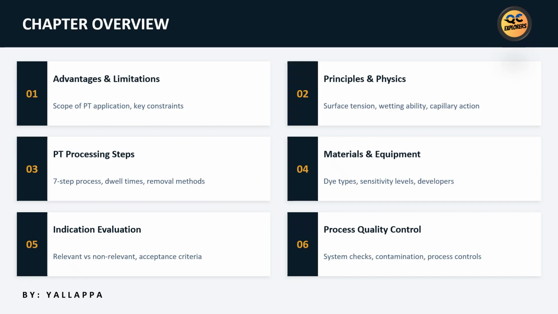And finally, we'll discuss process quality control. This is one of the highest scoring Level 3 topics, because a Level 3 inspector is responsible for the entire PT system performance. So throughout this session, pay very close attention to all practical notes and exam-focused concepts.